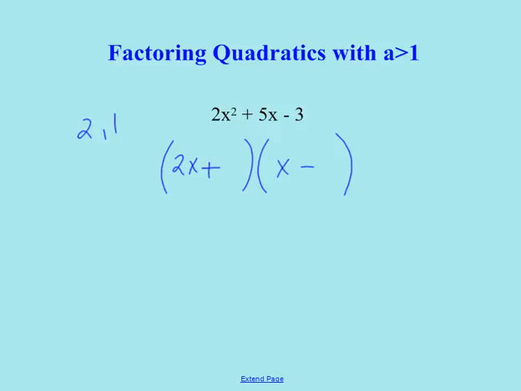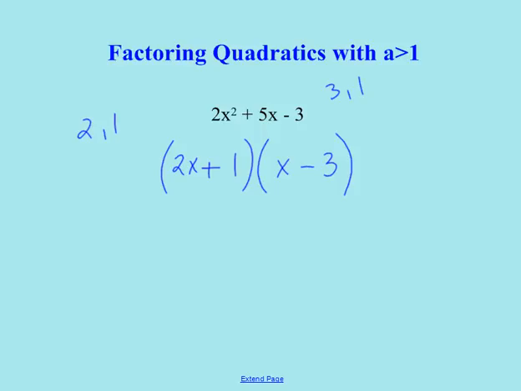Oh, this is really nice because the factors of 3 are 3 and 1. It also is a prime number. So the only question is, do I want to go 3 and 1 or 1 and 3? Well, I need a middle term of positive 5x. So I think I'm going to want to multiply the 3 times the 2 and the 1 times the 1.